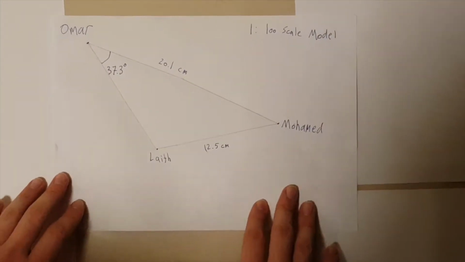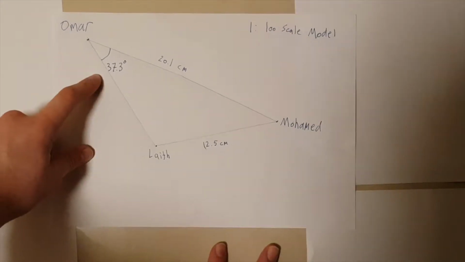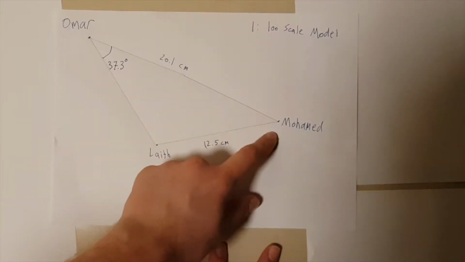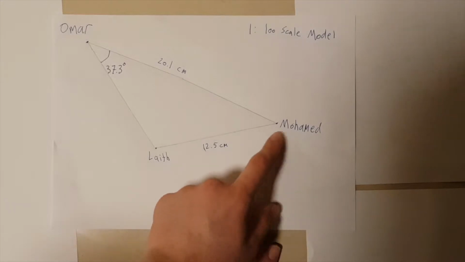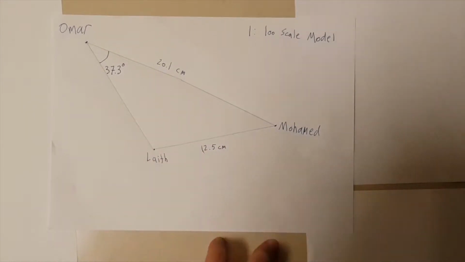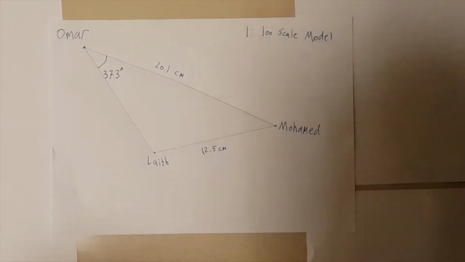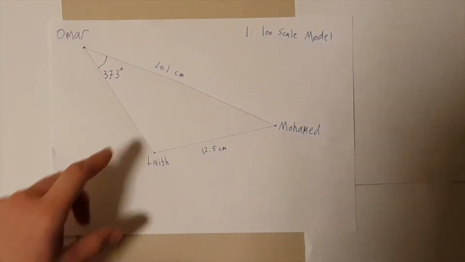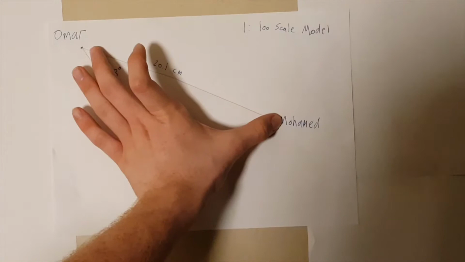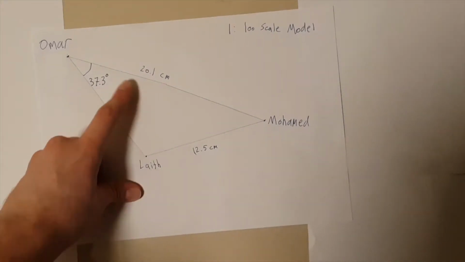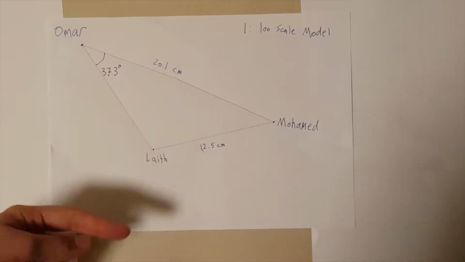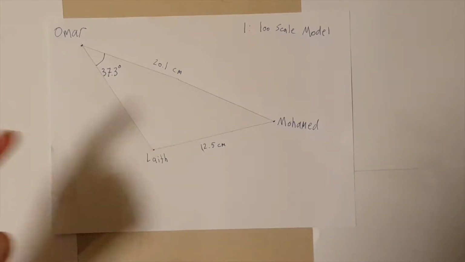Now, when we plot the triangle out, this is what we find. There's Omar with his angle, his distance between him and Muhammad, and distance between Muhammad and Laith. And I have to say this is a 1 to 100 scale model, which means the actual measurements are 100 times the measurements shown here. So 20.1 centimeters multiplied by 100 equals 20.1 meters.